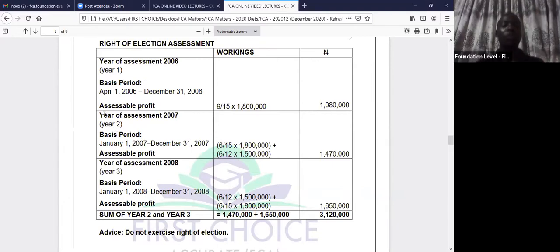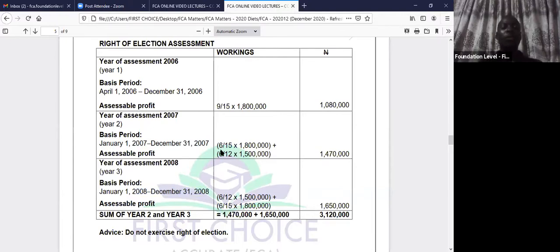Look at year 2. We are saying that if you have assessed year 1 based on actual year basis, we are also going to assess year 2 on actual year basis. So you see here, actual year basis 2007, you can see it starts from January 1, 27 to December 31st, 27. And look at year 2 or year 3, which is 28, is also actual year basis, January 1, 28 to December 31st, 28.